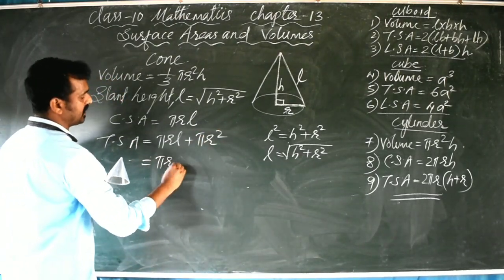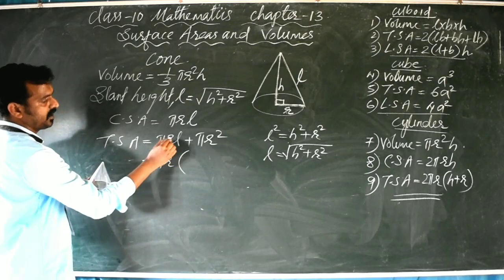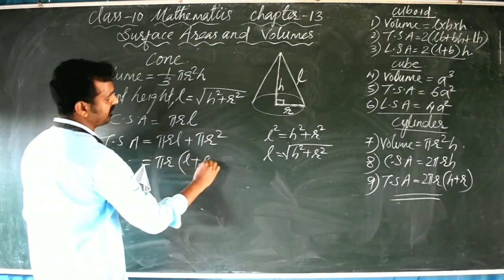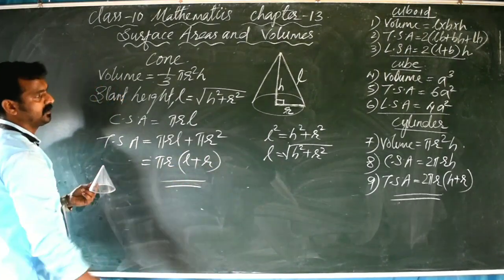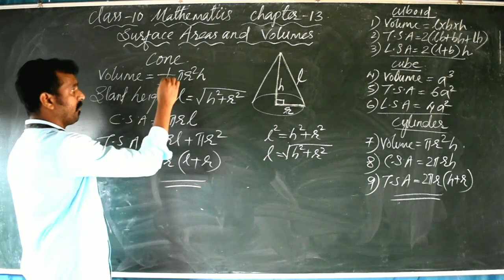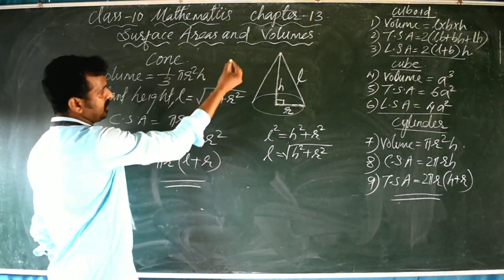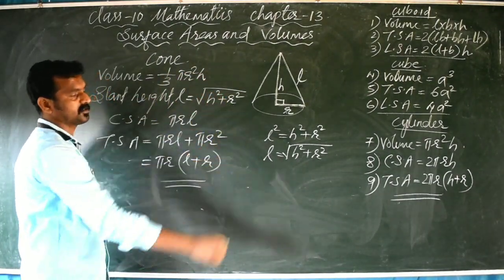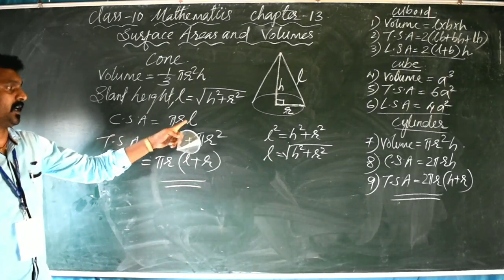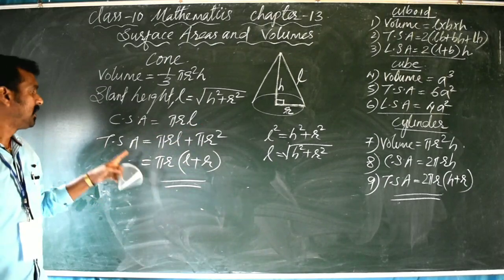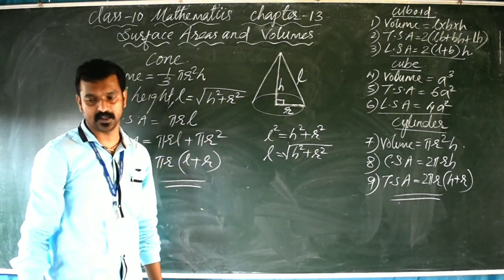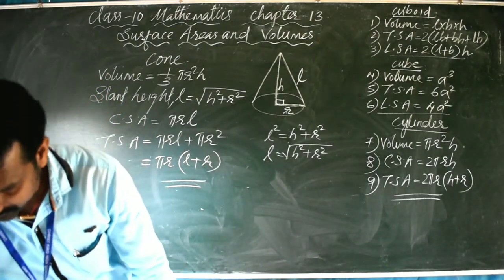Now pi r we can take out as common factor, pi r into the remaining, L plus pi r taken outside, one r will remain there, that is pi r into L plus r, square unit. So volume 1 by 3 pi r square h cubic unit. Slant height L is equal to square root of h square plus r square unit. Curved surface area pi r L square unit. Total surface area pi r into L plus r square unit. So that is a cone.